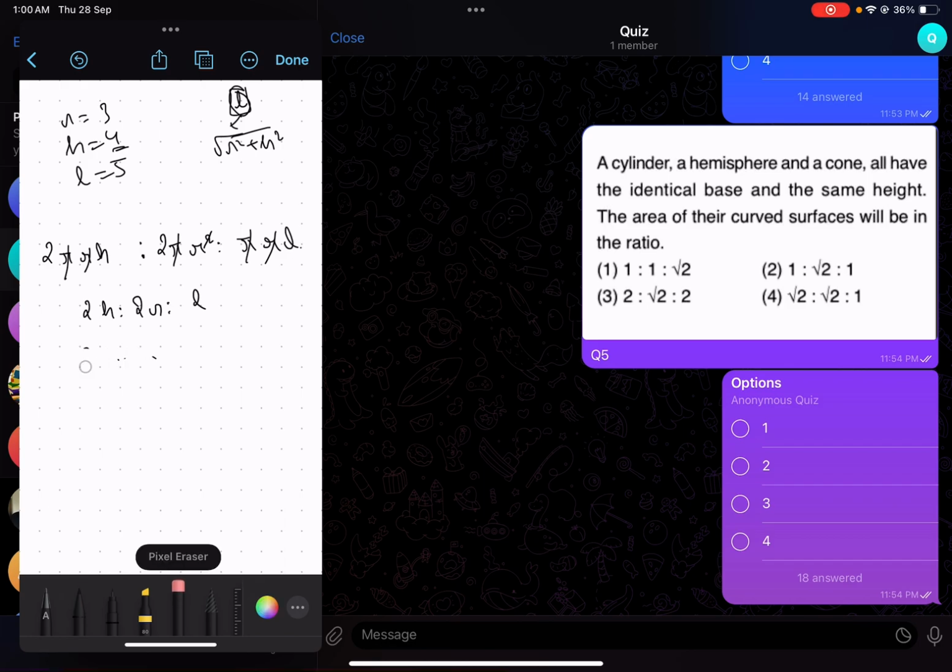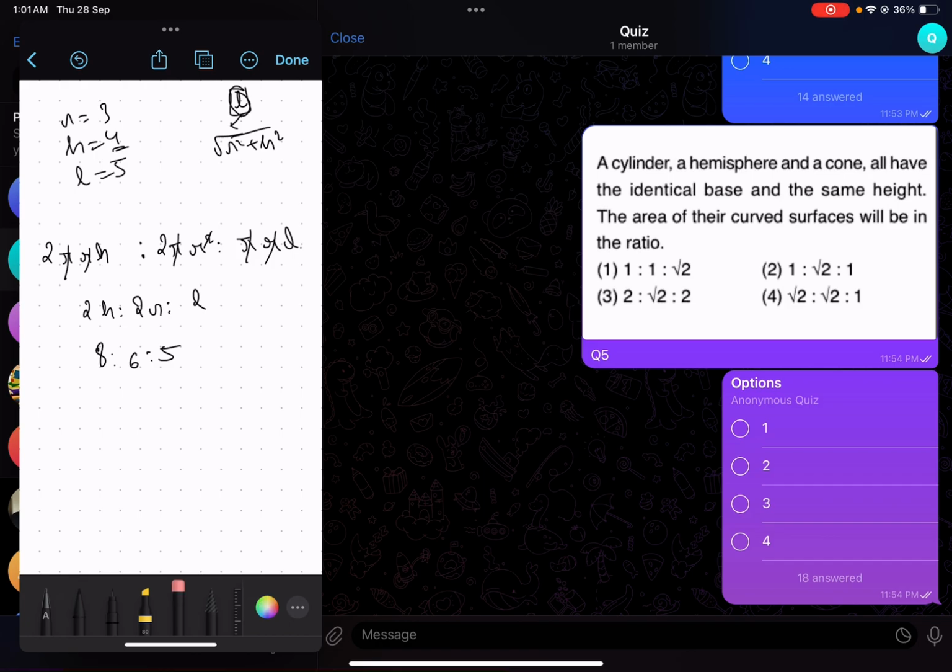So h will be 4, so 2 into 4 is 8. r is 3, so 2 into 3 is 6. L is 5. These aren't in the options.